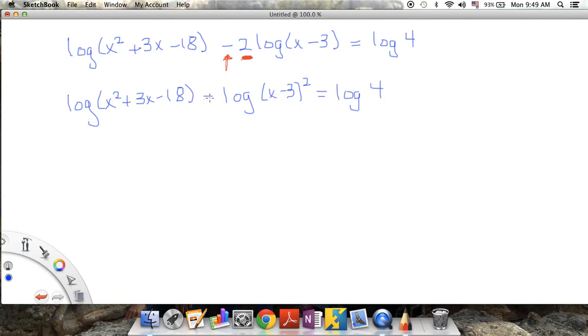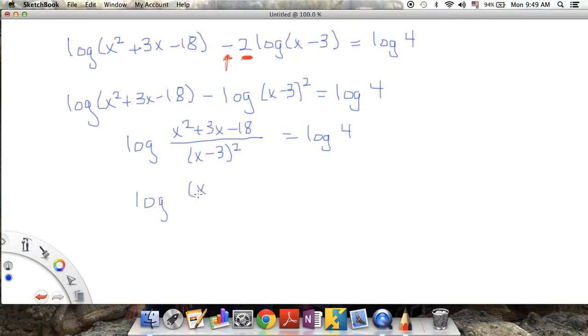Then we've got the subtraction sign. A subtraction sign between two logs of the same base should immediately tell you, okay, that means they're a quotient and I can put them together. So we take the first one on the top and then the bottom one. Now this is a rational equation, a rational function. You're taking the log of a rational function. So we need to simplify that first.